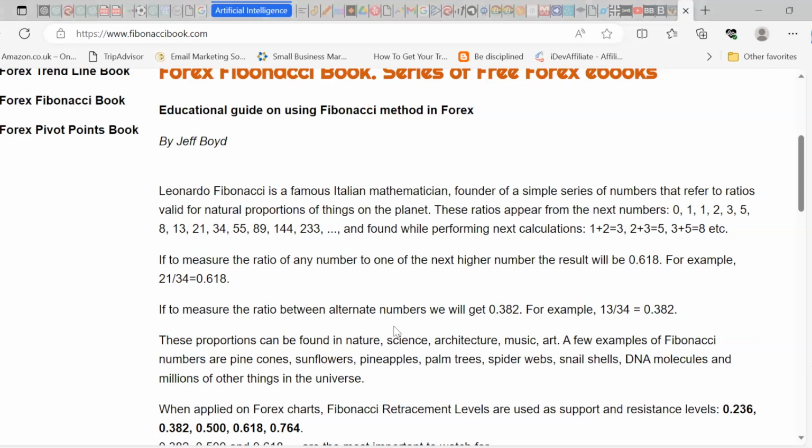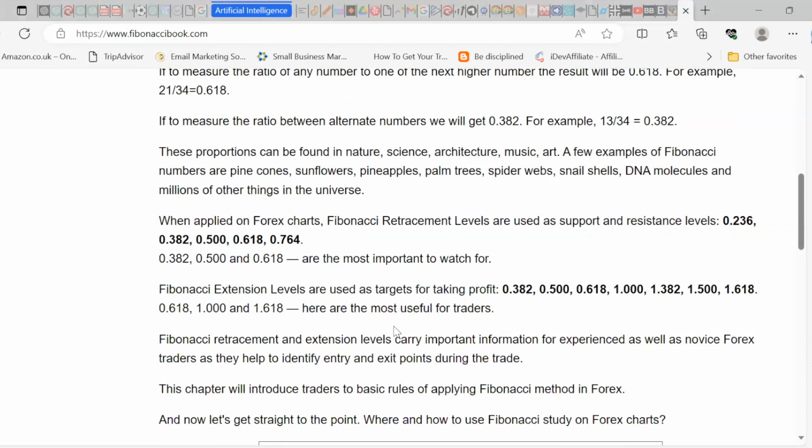Okay, so you can find these proportions in nature, which is why these things are very valid, because you need to understand why it works. Because the way you know why it works will strengthen your confidence in the use of the tool. It works because it's been found in nature, found in science, found in architecture, found in music, found in arts. And so you can actually see a few examples of Fibonacci numbers in pine cones, sunflowers, pineapples, palm trees, spider webs, snail shells, DNA molecules, and millions of other things in the universe.